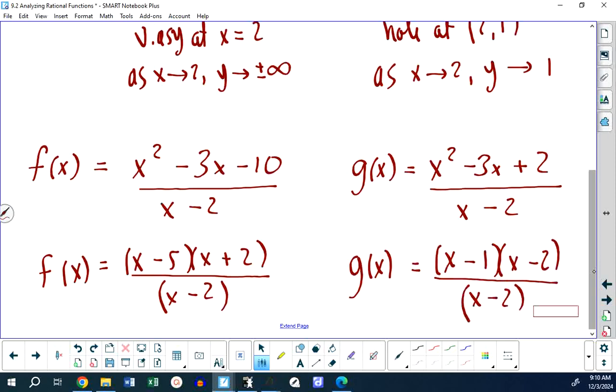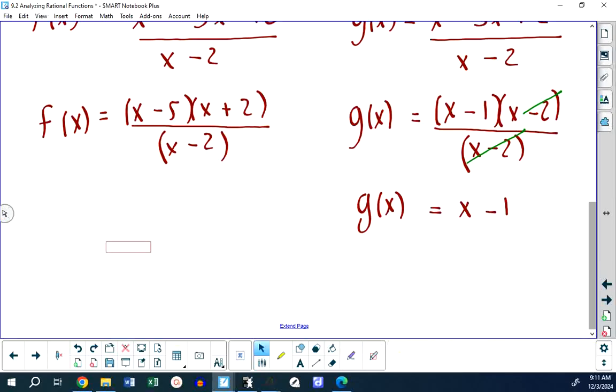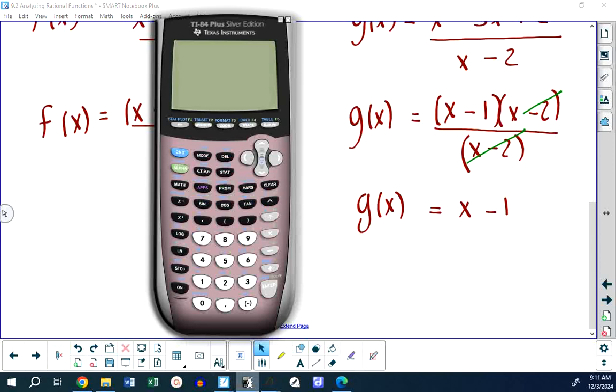No, okay. Well, it's tricky, okay? We're going to write something down and we're not done. If you said that the simplified form of g of x is x minus 1, well, you'd be wrong. Because x minus 1 is a straight line, right? If I said graph x minus 1, zoom decimal, there is g of x, right?